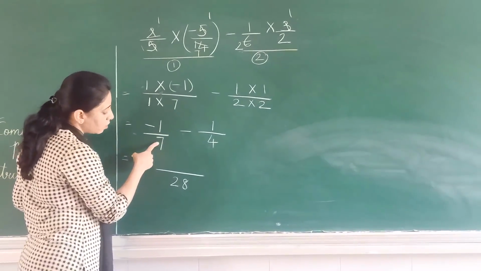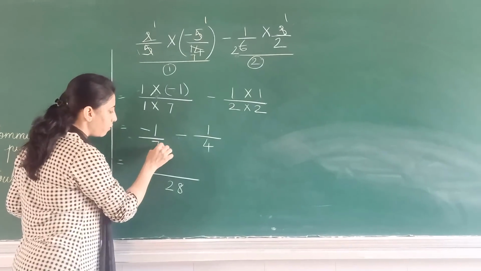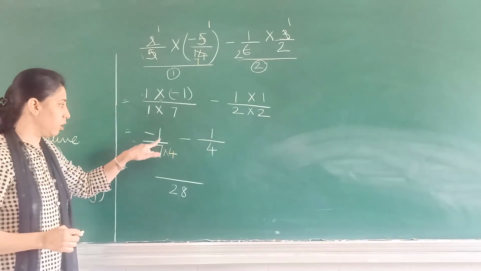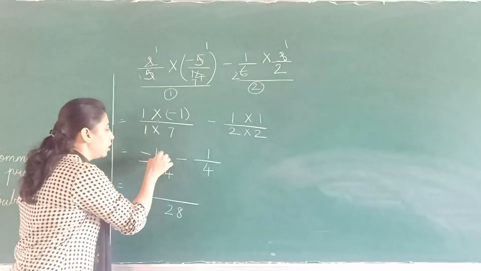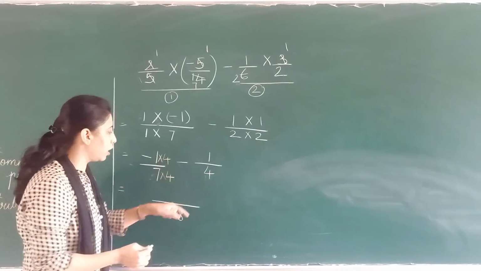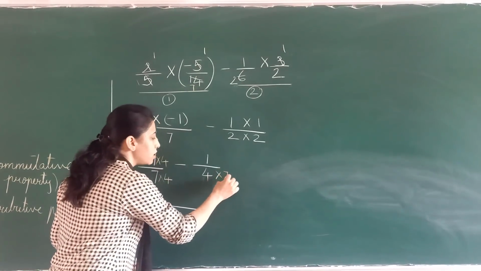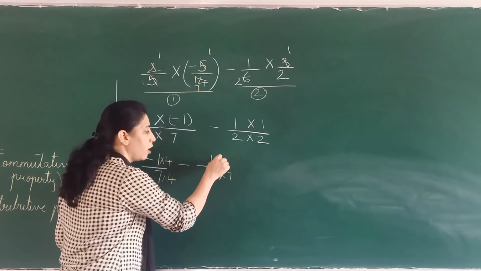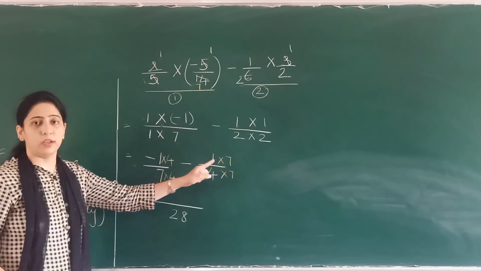So now when 28 comes in the 7 table, 7 fours are 28. When you multiply by 4 in the denominator, you have to multiply by 4 in the numerator also. Now when 28 comes in the 4 table, it is 4 sevens are 28. So when you multiply by 7 in the denominator, you have to multiply in the numerator as well.